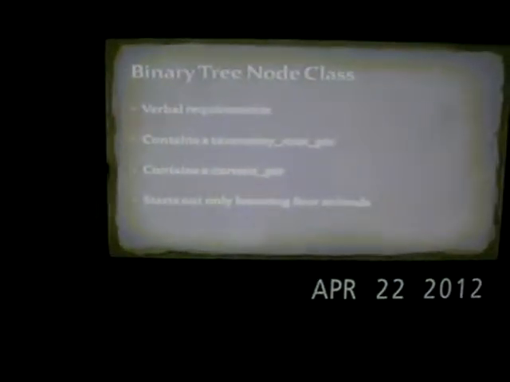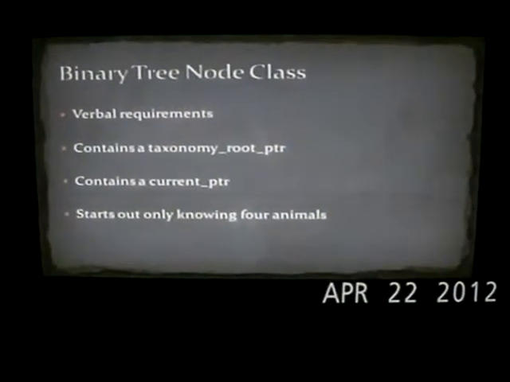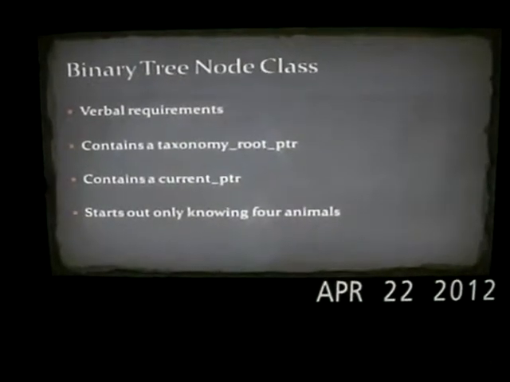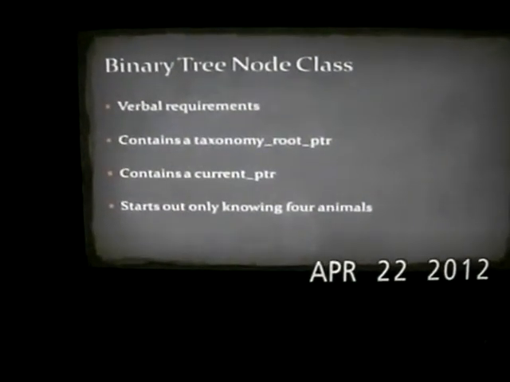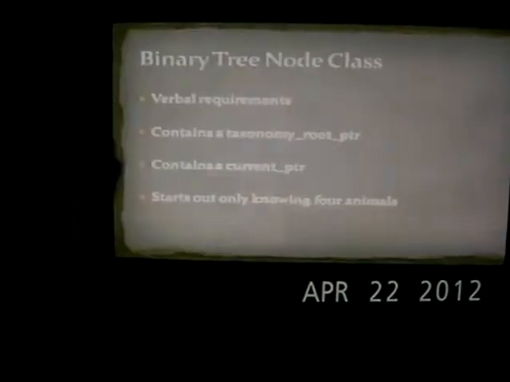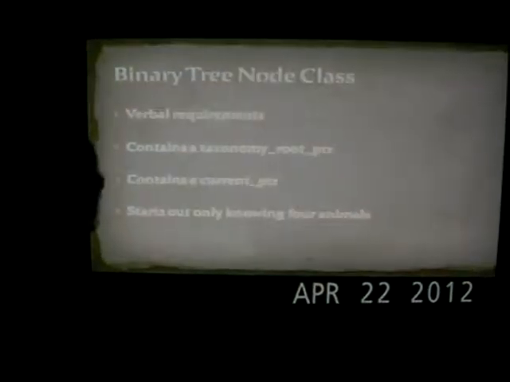So I'm only going to have one class, and it's the binary tree node class. I could possibly have two classes depending on how long the actual code is for the persistent storage, but as of now I'm only having one. And inside this class is going to be all of the verbal requirements that we're given during class, and it's also going to have at least two different pointers.